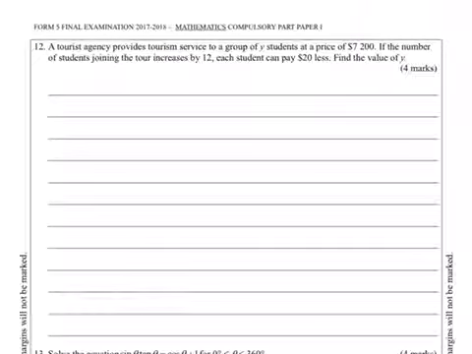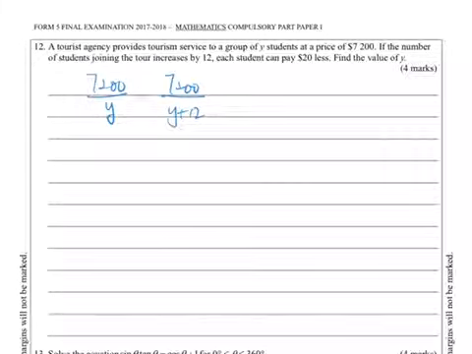Question number 12. Now, originally, the 7200 is the total price, divided by y, then this is the price each student needs to pay. But when we increase by 12 students, then the amount they need to pay will be less. So the difference is already given to be 20. So you set up this equation and then just try to solve for it.